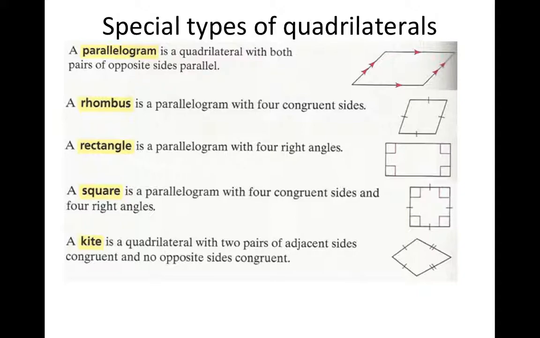A kite is a quadrilateral with two pairs of adjacent sides congruent and no opposite sides congruent. So those two sides on the left are congruent with each other, and those two sides on the right are congruent with each other, but the side on the left and the side on the right are not congruent. Also, notice that this is not a parallelogram. It's the first kind of special quadrilateral we have that is not a parallelogram.